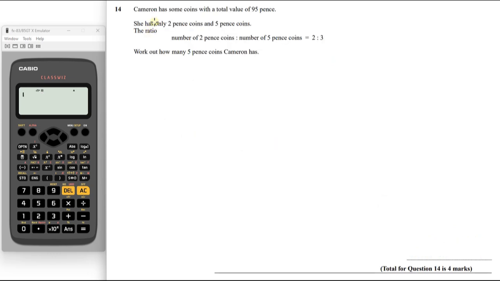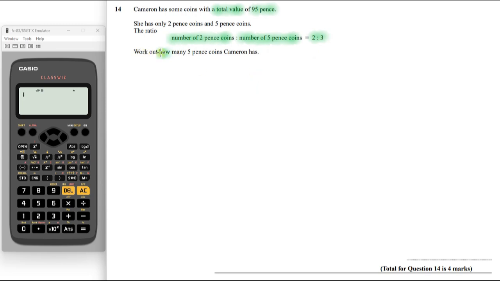Question 14. Cameron has some coins with a total value of 95 pence. She has only 2 pence coins and 5 pence coins, and the ratio of the number of 2 pence coins to the number of 5 pence coins is 2 to 3.